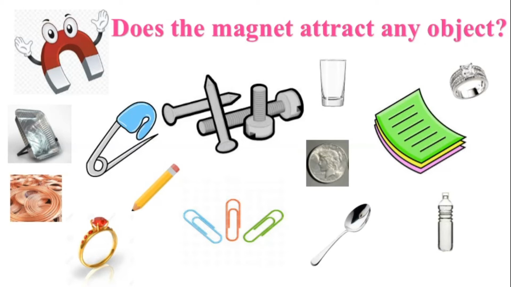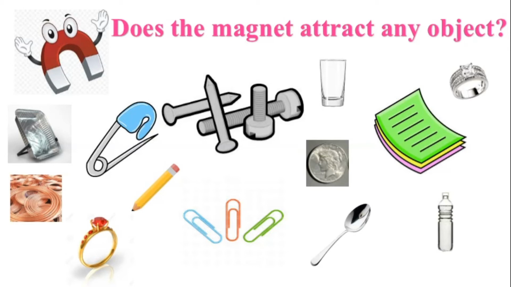What about the paper clips? Paper clips also can be attracted to the magnet. Okay, let's try with the spoon. Yes, the spoon can be attracted to the magnet because it's made of steel, and steel is a metal that has the ability to be attracted to a magnet. What about this coin? Of course, our coins can be attracted to the magnet because they are made of a metal called nickel. So any object made of iron, steel, and nickel can be attracted easily to the magnet.